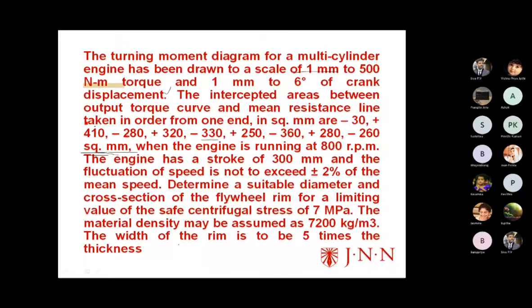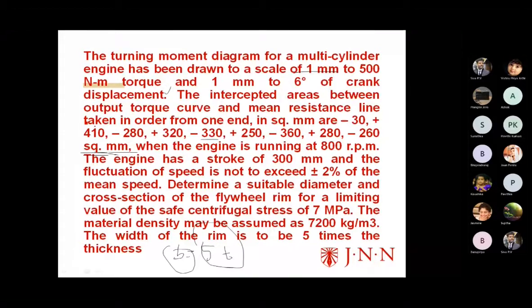So width B equal to 5T, 5 times the thickness. Plus values are above the mean torque and minus values are below the mean torque. Here the material density rho is given as 7,200 kilogram per meter cube. So this is the problem.